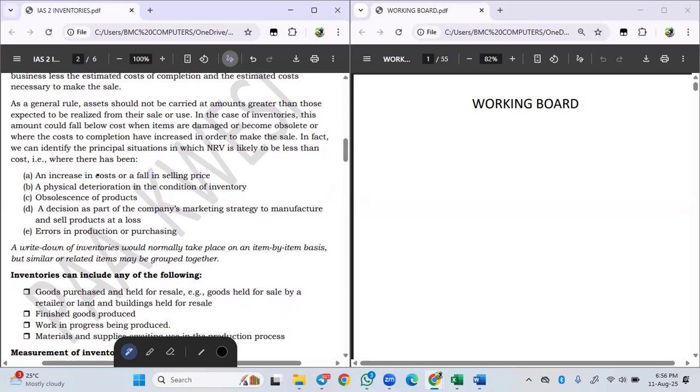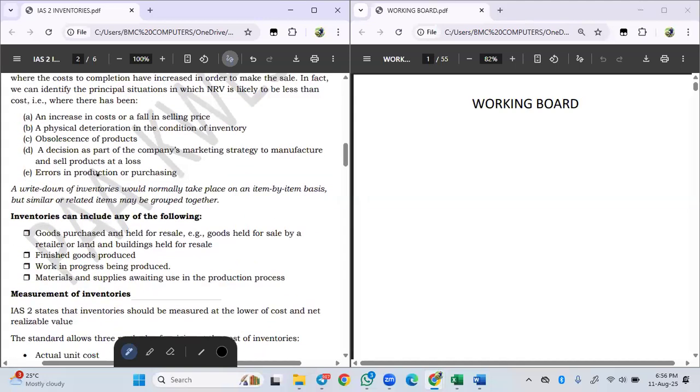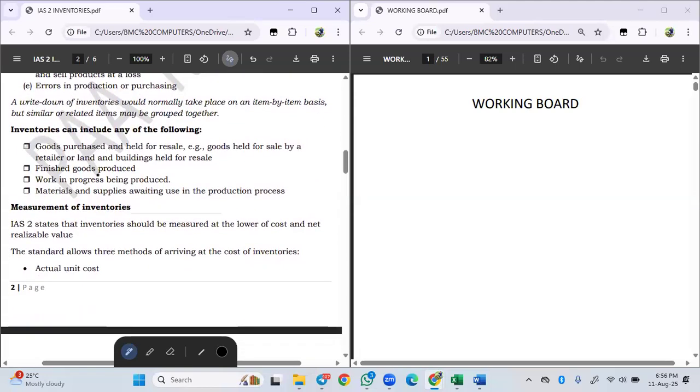So we have types of inventories. We can talk about goods purchased and held for resale. We have finished goods produced, work in progress being produced, materials and supplies awaiting use in the production process. So this one can be the raw materials.